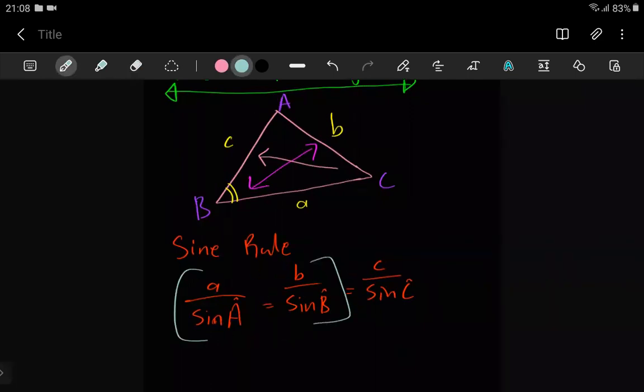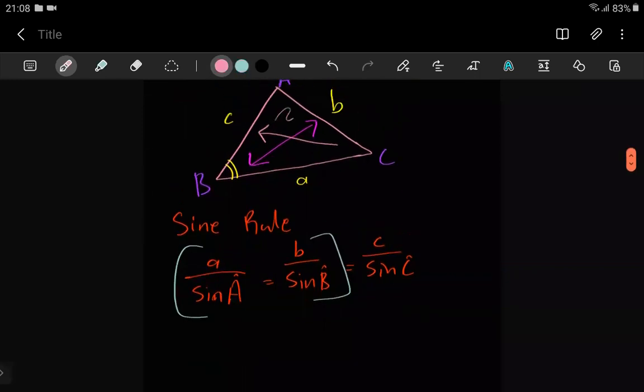So if you're going to use this formula to work out something, you will obviously need at least 3 pieces of information of the 4. Because here there is A and A, and this is the side, this is an angle, this is a side, this is an angle.